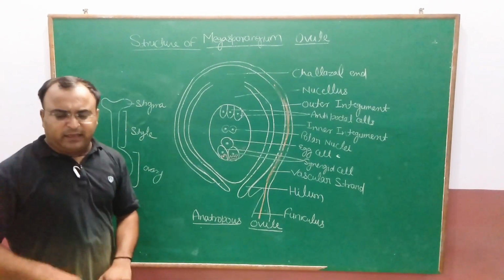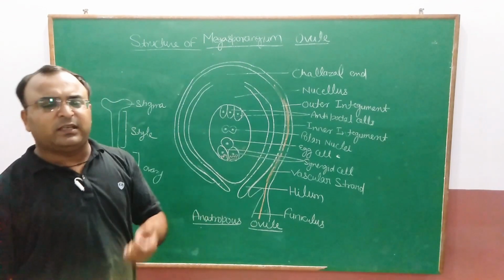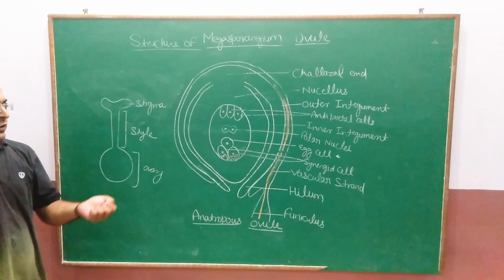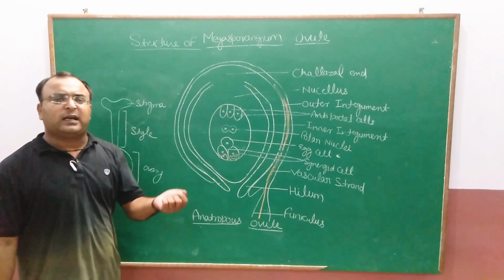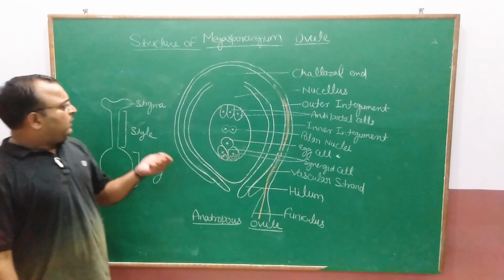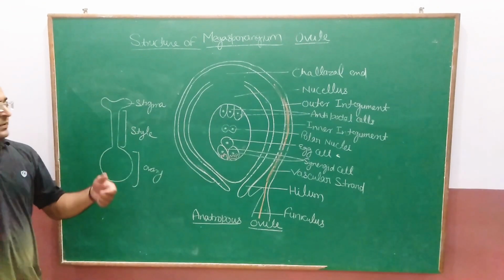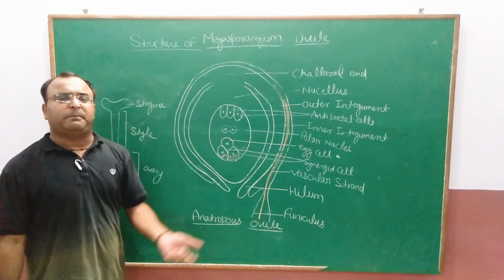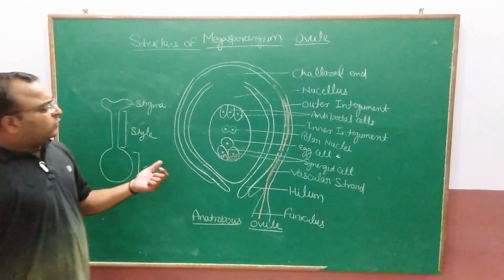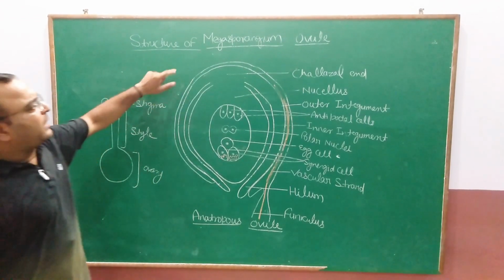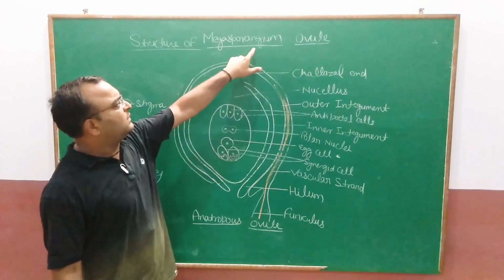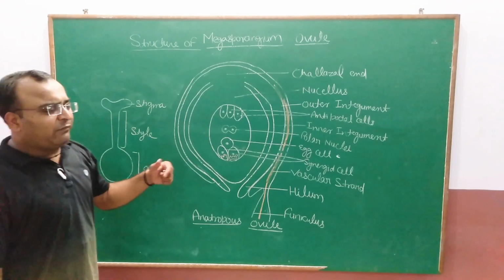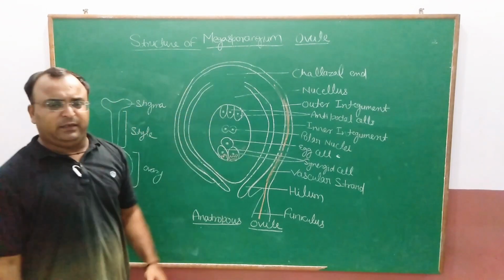Now, if a single pistil is present, then we call that monocarpellary, because you know very well pistil is also known as carpel. If more than two pistils are present, then we call that multicarpellary. Is it clear? So now we are going to discuss the structure of the megasporangium, meaning the ovule. This ovule, after fertilization, converts into the seed.